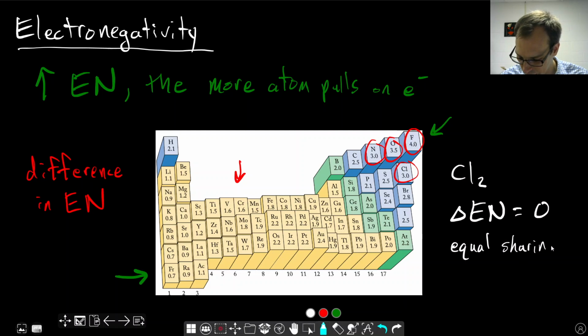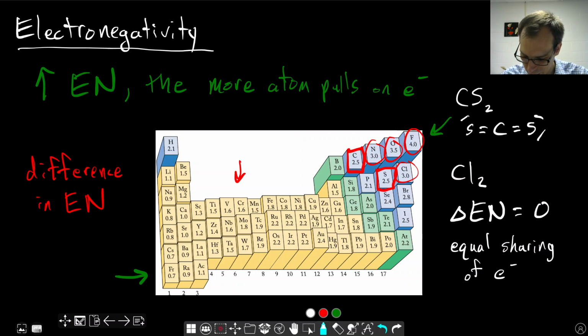Now, we can have things that are not the same element, but still have very small differences in electronegativity. So say we're looking at something like carbon and sulfur. So carbon right here, sulfur right here, they have the same value of electronegativity. And so if we were looking at something like carbon disulfide CS2, the Lewis structure looks like this. You can go through the steps to double check for yourself. But each of these bonds here would be very nonpolar, meaning that the electrons are very equally shared.